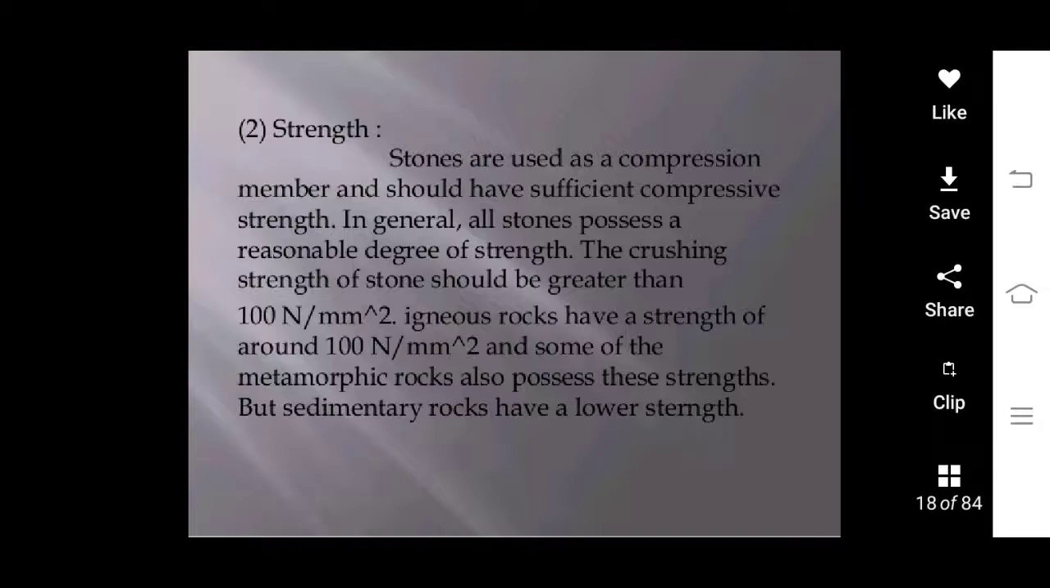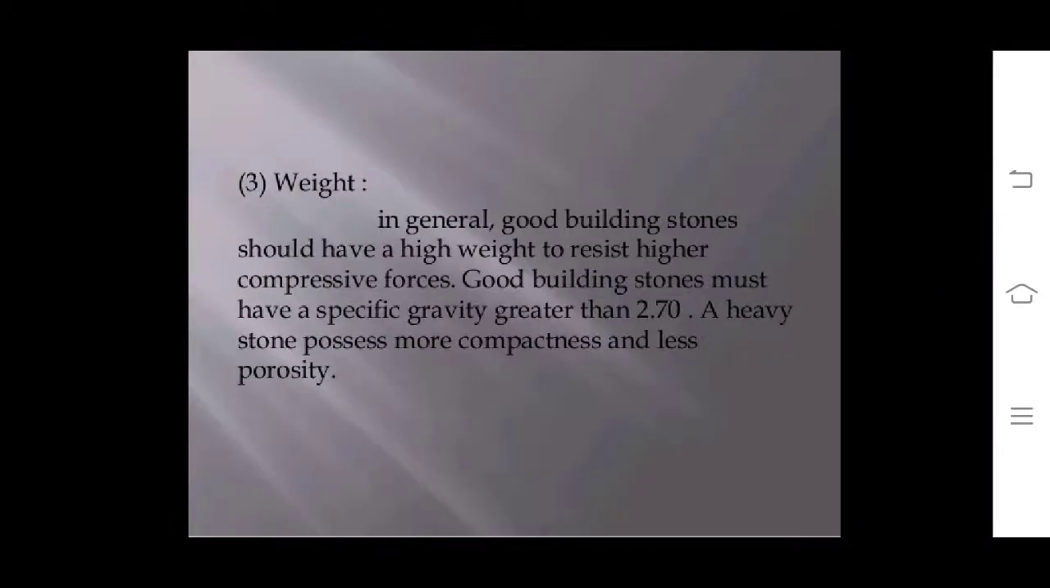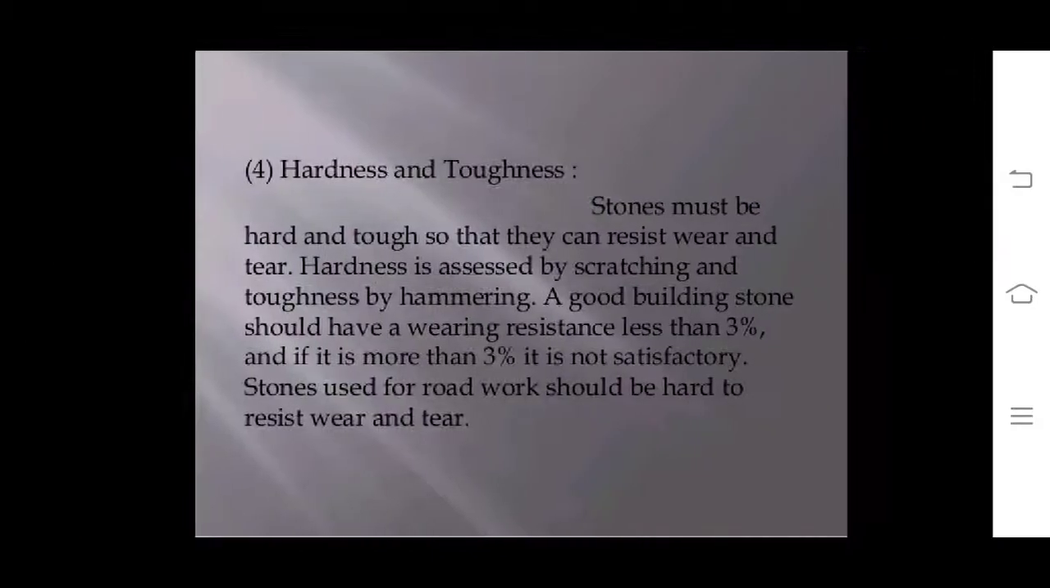Igneous rocks have a strength of around 100 Newton per mm square, and some of the metamorphic rocks also possess this strength, but sedimentary rocks have a lower strength as compared to igneous rocks. The third important property is weight. In general, good building stones should have a high weight to resist higher compressive force. Good building stones must have a specific gravity greater than 2.17. A heavy stone possesses more compactness and less porosity.